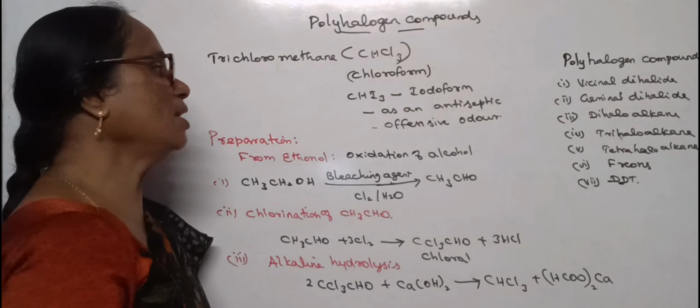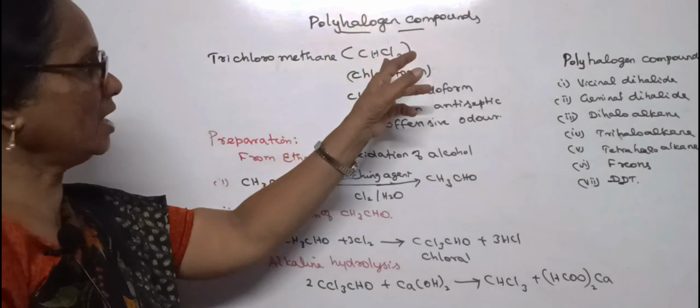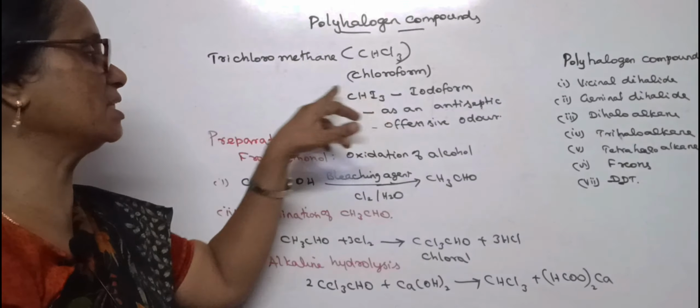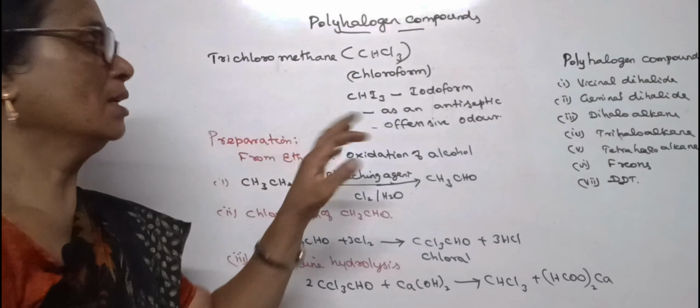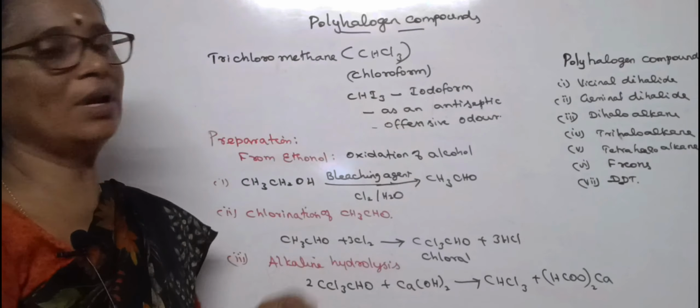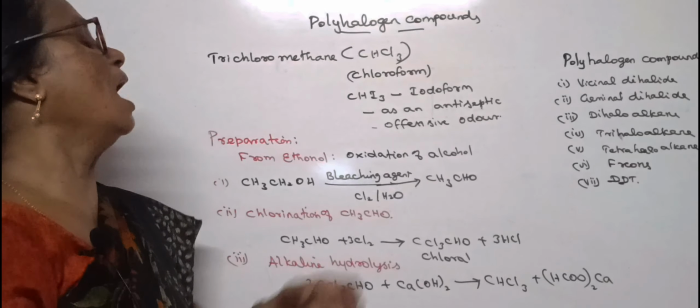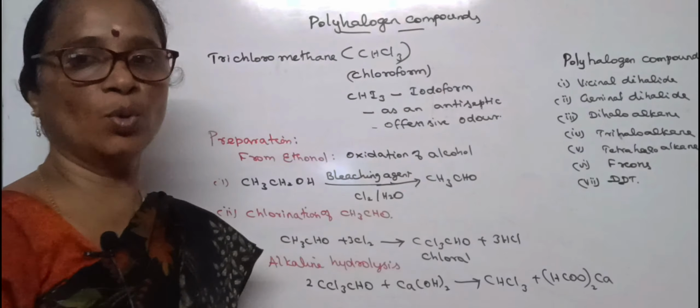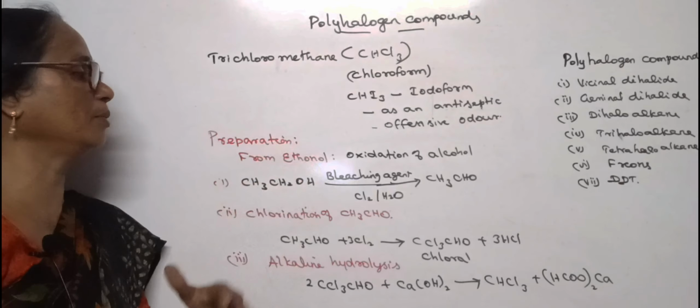It is commonly known as chloroform. If in place of chlorine, iodine is present, that is iodoform. This iodoform is a powerful antiseptic agent, but it has an offensive odor. Okay, how is chloroform prepared?